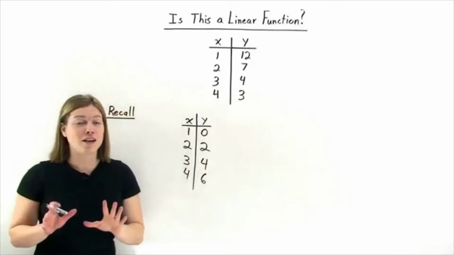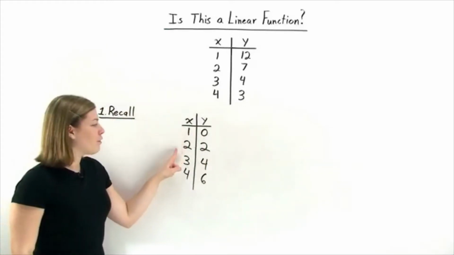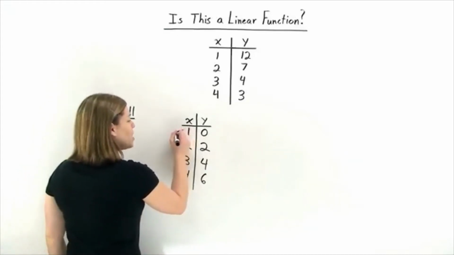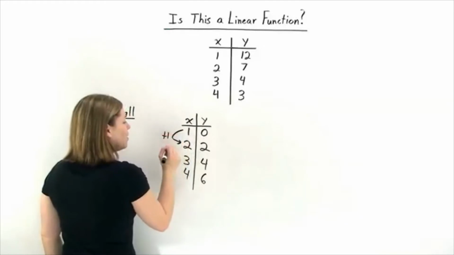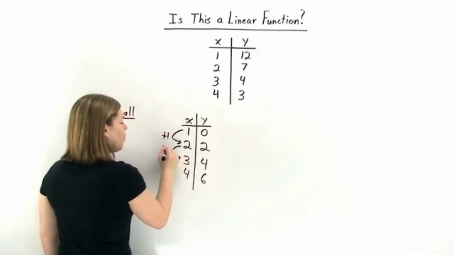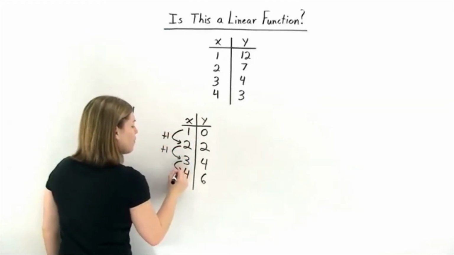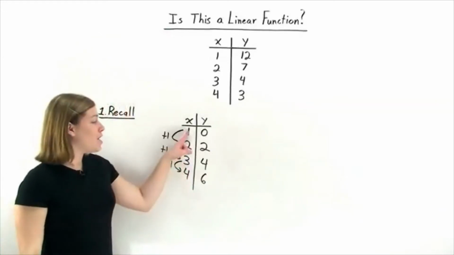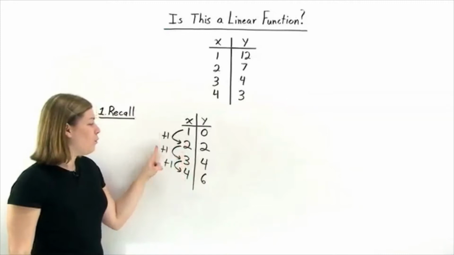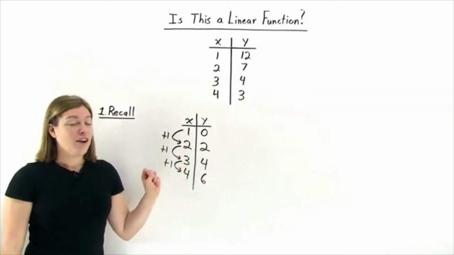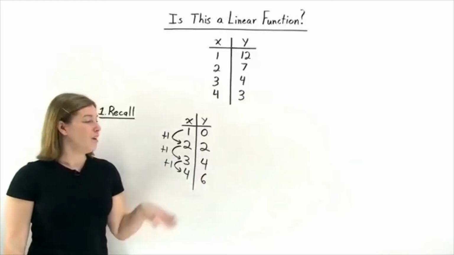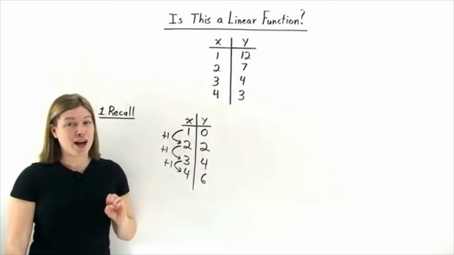So let's look at the x values. How can we get from each x value to the next? Well, to get from 1 to 2, we could add 1. To get from 2 to 3, we could add 1. And to get from 3 to 4, we add 1. Each time we want to get the next x value, we simply add 1. This indicates that x has a constant rate of change. We're adding a constant amount each time.